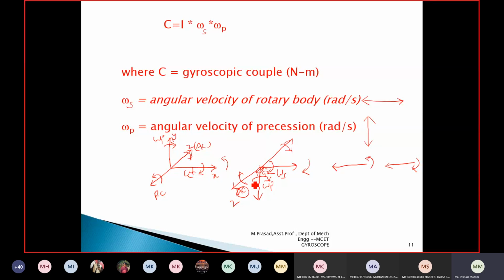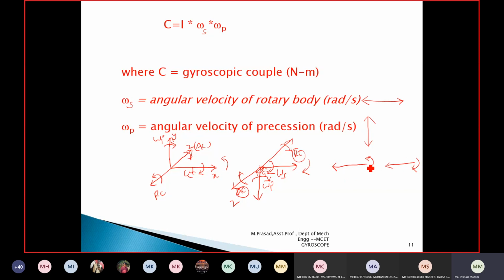This is moving towards this direction. The arrow mark is showing from this end. Here the arrow mark is showing this end. This shows your reactive couple. Second case. Third case, spin is moving. These two cases are spin moving in the forward path. Now these two cases are spin moving in the backward direction. Now this is taking a left turn, this is taking a right turn.